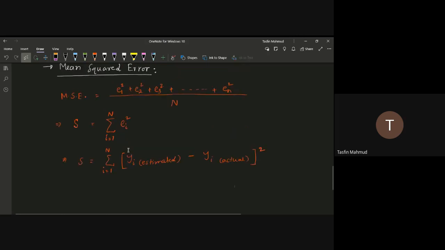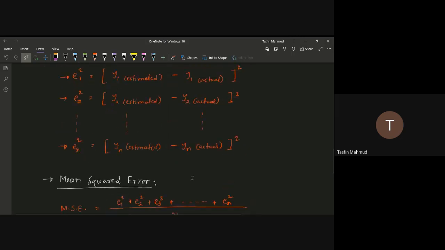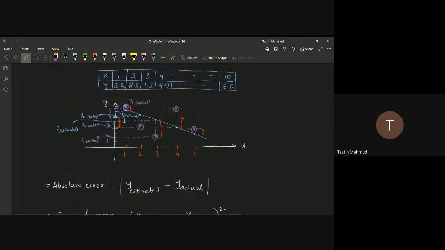So now we will expand the expression for this yi estimated. How are we actually getting the estimated values? We have fitted this straight line, right? We have fitted this blue colored straight line.